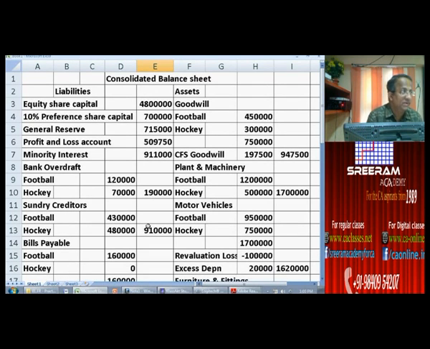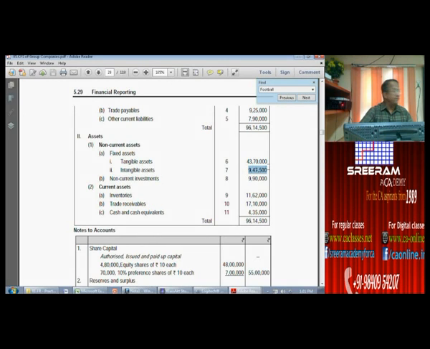So I want to know what is there in the Institute Study Material Practice Manual. So the test of index for all this would be your goodwill. So I will show you what is there. Here it is 947,500. So 96,14,500, they would have knocked off certain assets and liabilities. So what is very important is this match. Is that clear? That's all.